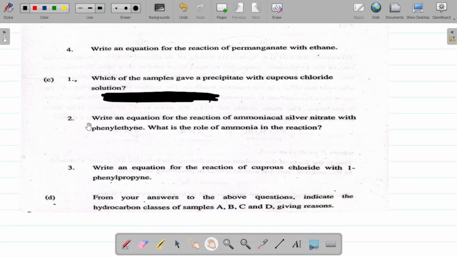Next up, C2 says, write an equation for the reaction of ammoniacal silver nitrate with phenylethyne. What is the role of ammonia in the reaction? Let's get C2 done. First things first, silver nitrate.